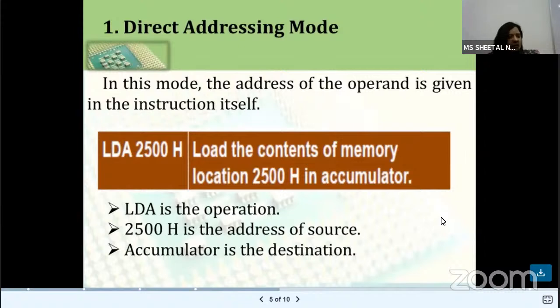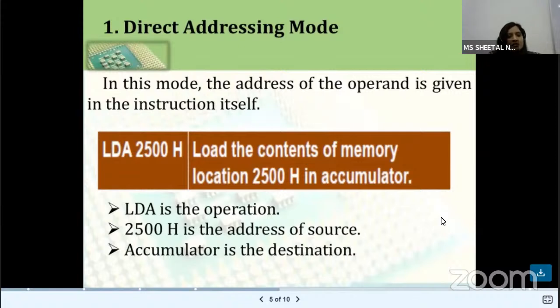Now we can take another example also, like STA. If we relate LDA and STA, STA does just the opposite operation of LDA. With the help of this, we can learn two instructions at the same time. STA will store the contents of the accumulator at a given memory location.